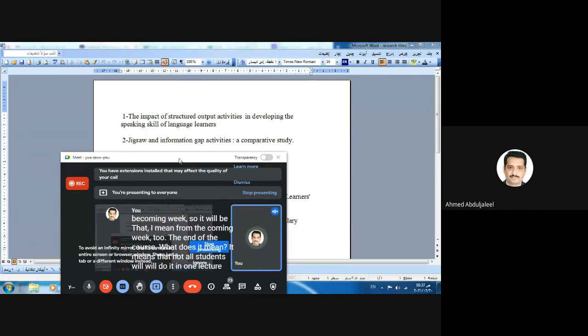It will be divided, and all students will participate according to their names or according to the choice that I'm going to make. Any question about that?